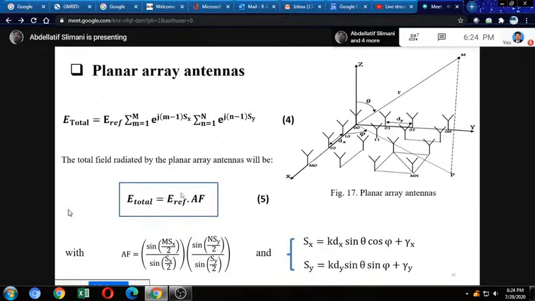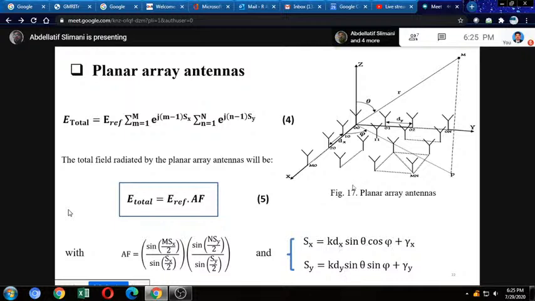So the total field equals the reference multiplied by the array factor, and our array factor depends on the x-axis and y-axis, so we have Sx and Sy. Sx equals k·dx·sinθ·cosφ + γx. Sy equals k·dy·sinθ·sinφ + γy. Sx and Sy depend on k, the constant of propagation, and on dx and dy, the distances between two elements in the x-axis and y-axis.